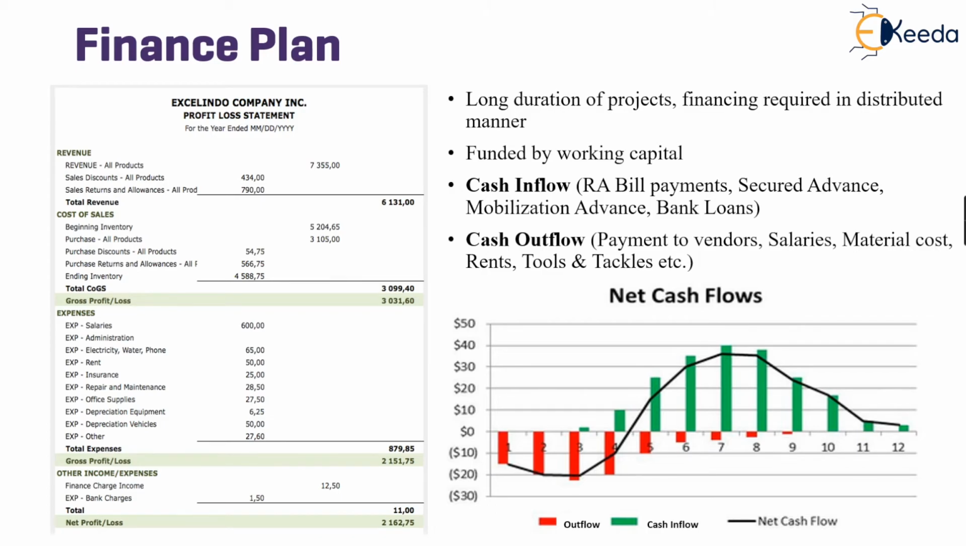Thus, a careful analysis of the same is required to ensure that the project stays afloat and is always net cash flow positive. To determine this, the cash flow diagram is prepared. This takes into consideration the cash inflow, that is, money coming in to the project, and cash outflow, the money spent. The total inflow minus outflow will give the net cash flow for the month.